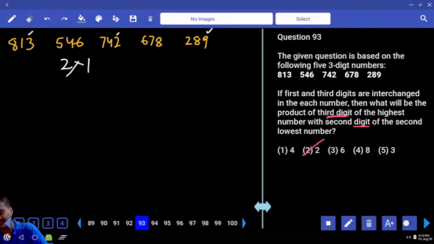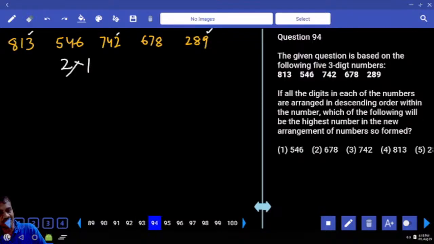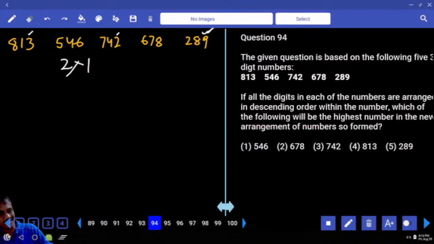Then next one, 94. Now in this 94, all the digits in each of the numbers are arranged in descending order within the number. Descending order means highest to lowest. Then which of the following is the highest number? Highest number means, among these digits, the highest digit. What is this one? 9. Now the question is about the highest number. 982 is the highest number. Then what is your answer here? Not 289. Now we are getting that from the 289 choice.